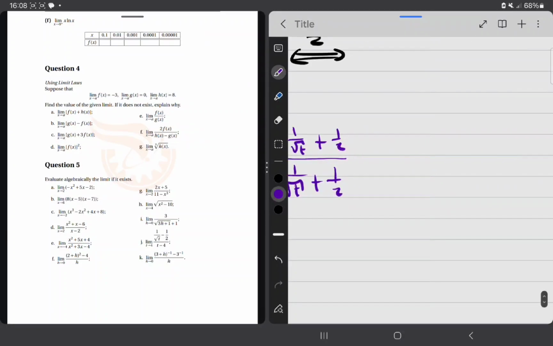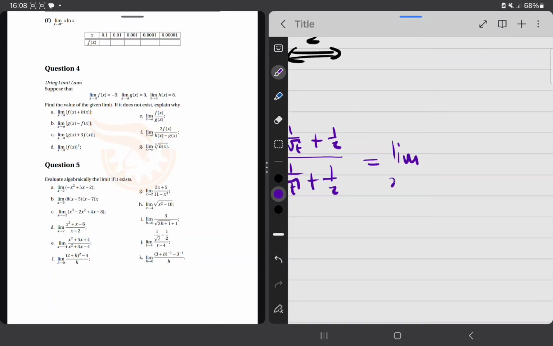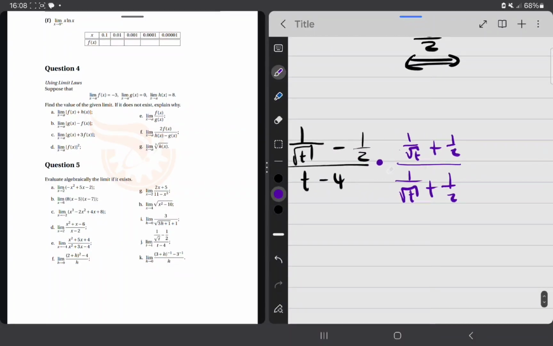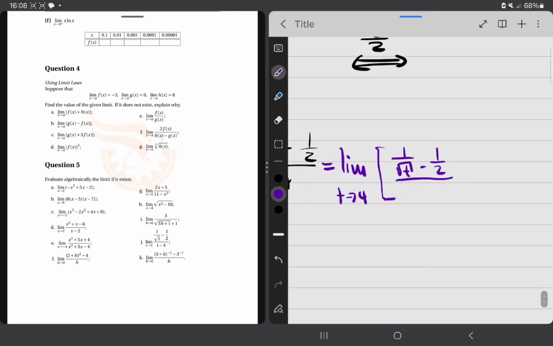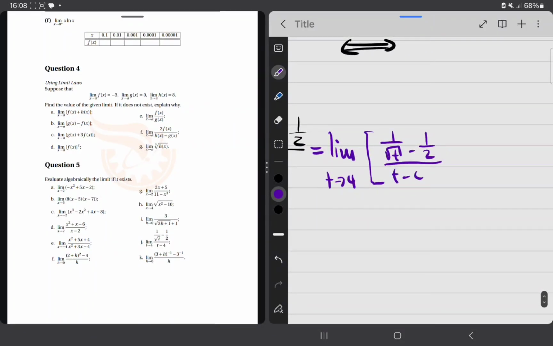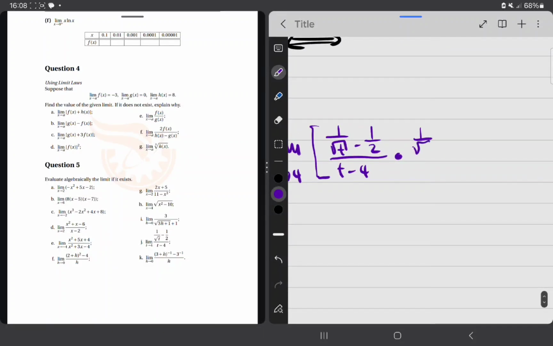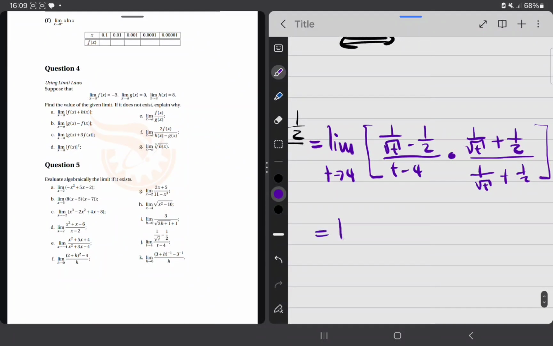And what is going to happen here is this is going to be equal to the limit as t approaches 4. Then we put a big bracket, then we put the thing. So it'll be 1 over root t minus a half over t minus 4, multiplying 1 over root t plus a half over 1 over root t plus a half. We multiply.